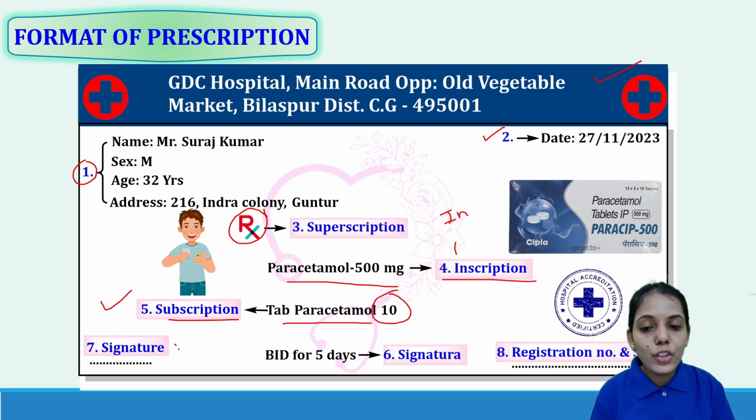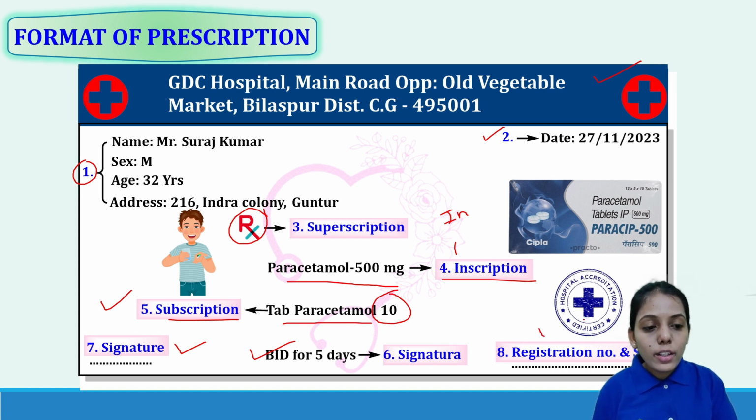Next is signature. Signature means the sign of that prescriber will come. Signature means it is the instruction which is given to the patient. How he has to take the medicine, when he has to take the medicine, how many times he has to take. For example, here it is given BID for 5 days. That means twice a day, and he has to take for 5 continuous days. So this is the instruction which has to be given to the patient. Subscription means instruction to the pharmacist.